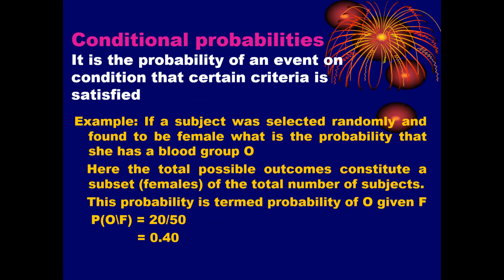Now, what we do in conditional probability is determine the probability of one variable given the other variable. It means a variable is conditioning. Another word for conditioning is depending. Now take a look at this. That was why I said this is a probability of an event on condition that certain criteria is satisfied. Okay, now if a subject was selected randomly and found to be female, what is the probability that she has blood group O?